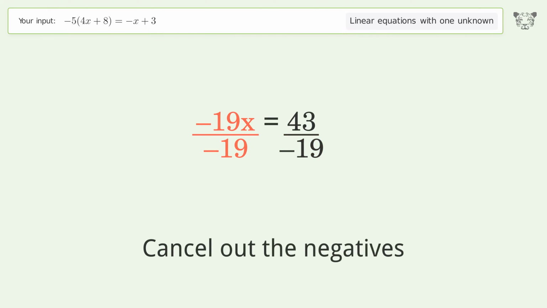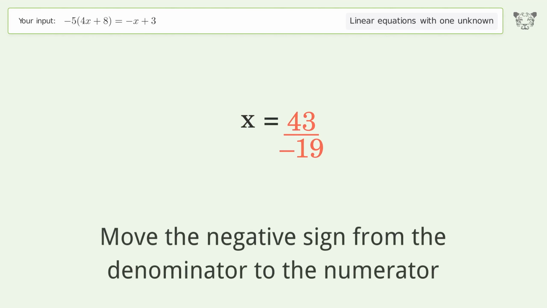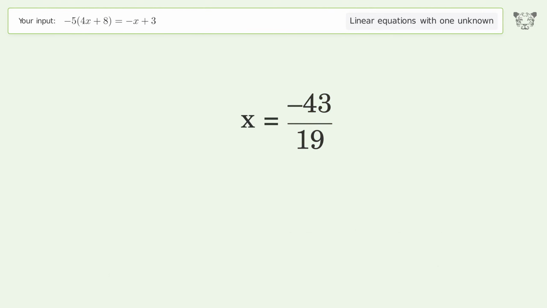Cancel out the negatives. Simplify the fraction. Move the negative sign from the denominator to the numerator. And so the final result is x equals -43/19.